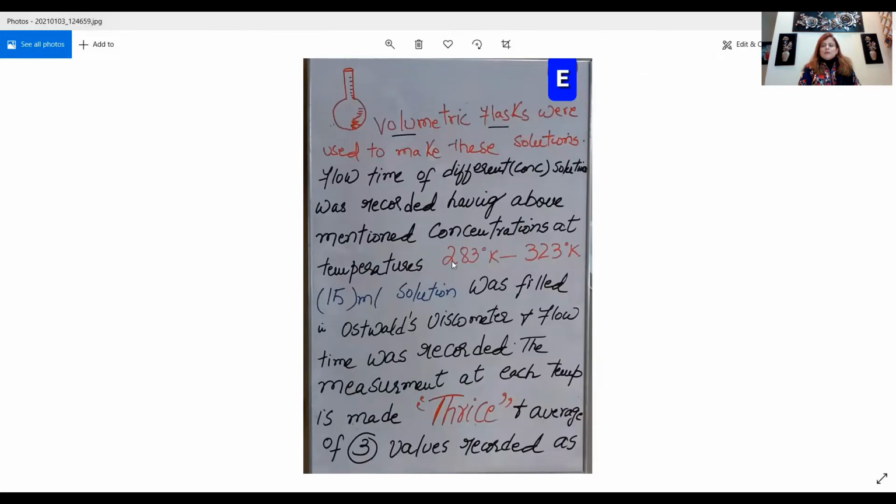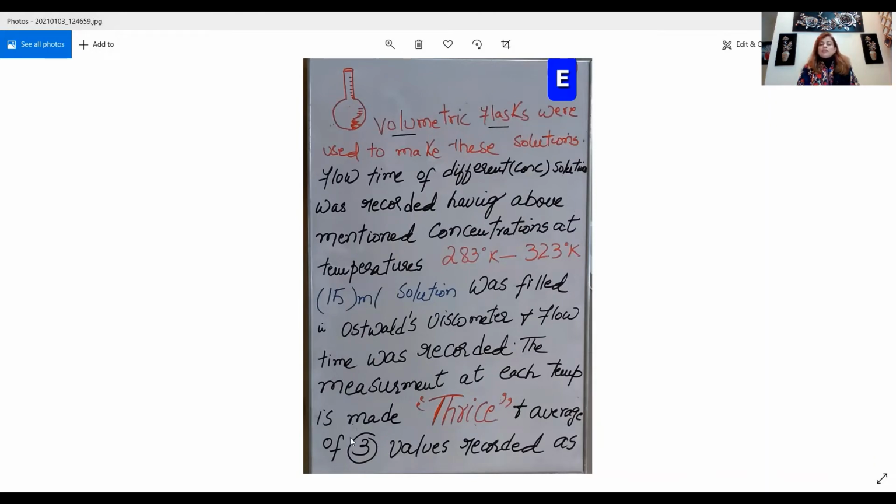So what was the temperature range? About 283 Kelvin to 323 Kelvin. Every time, 15 ml of solution was filled in the U-shaped Ostwald viscometer, and then of course the flow time was recorded as it started to flow from the upper mark and reached the meniscus, and we noted down that time, which is called the flow time of that solution, right?